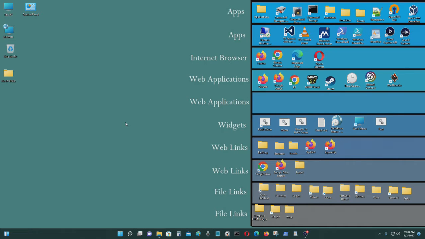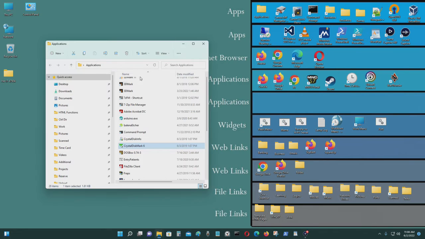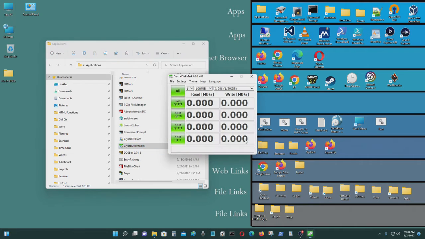Okay, on today's video, I'll be testing a USB 2.0 32 gigabyte SanDisk USB flash drive and a PNY 64 gigabyte USB 3.0 flash drive. So I'll be using a program called CrystalDiskMark 6.